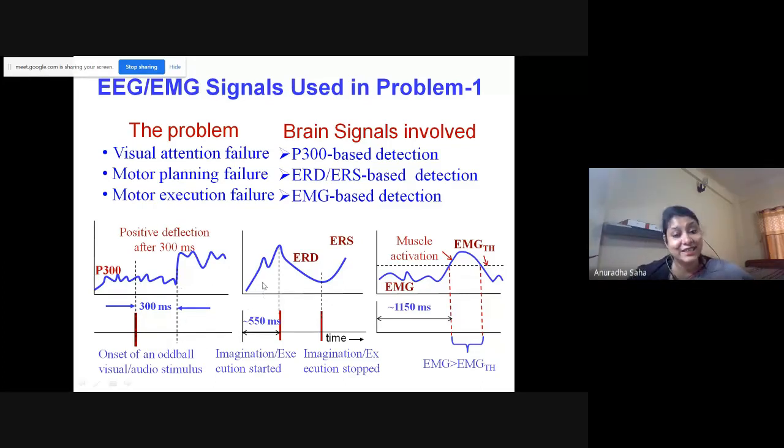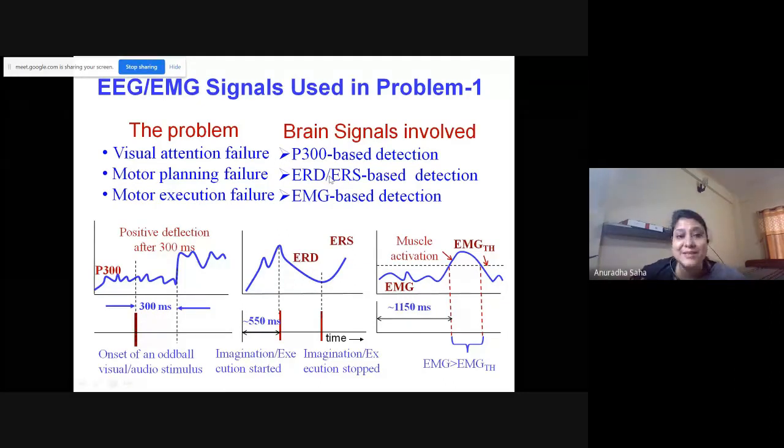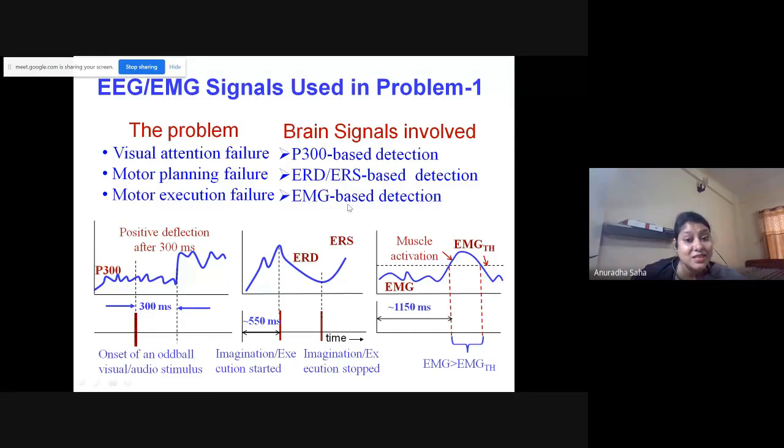Coming to the next stage, to detect the motor planning failure, and some part of motor execution failure as well, we need to identify another brain signal, which is called ERD/ERS. The full form is event related desynchronization, followed by synchronization. So how is this brain signal going to be liberated? Suppose the person observes the sudden change in the traffic signal from green to red. After observing this change, the person automatically starts planning. Planning of what? Planning of pressing the brake, right?